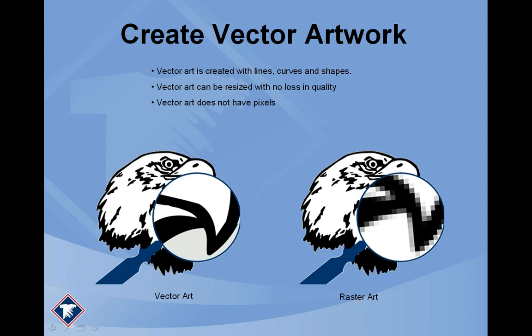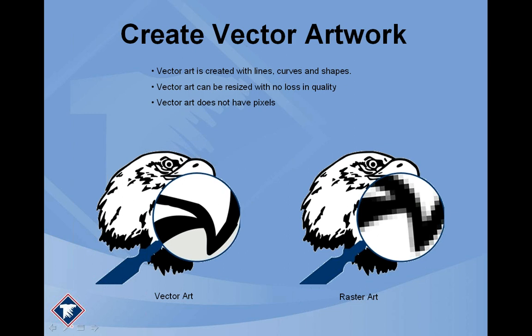The eagle on the left, no matter how close we zoom into that eagle's beak, we see clean lines. Vector artwork is made up of lines. It's mathematical equations creating curves in those lines. It's basically perfect artwork. You can zoom in as close as you want, and it's always going to be a line. Now the difference is on the right-hand side there, the bitmap or the raster, that artwork is made up of a series of pixels.